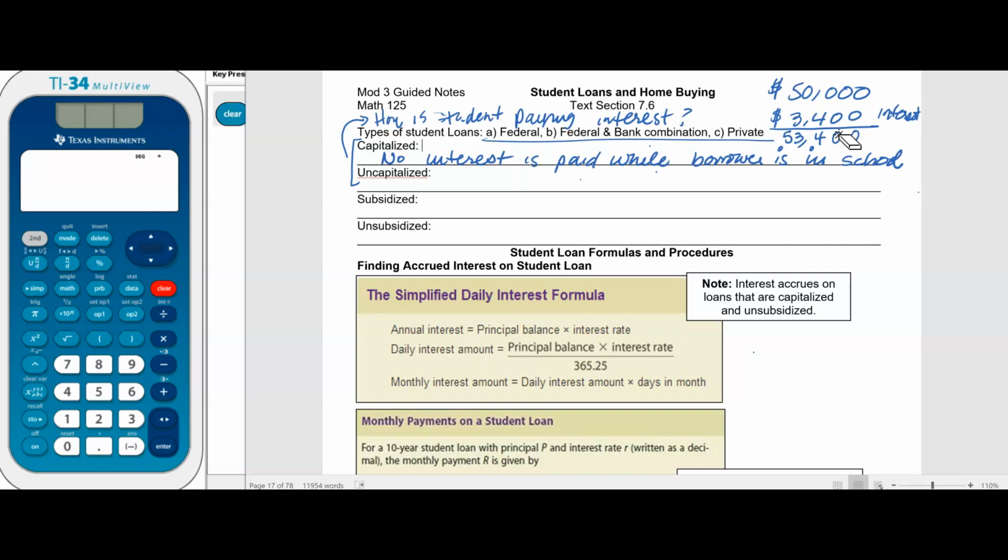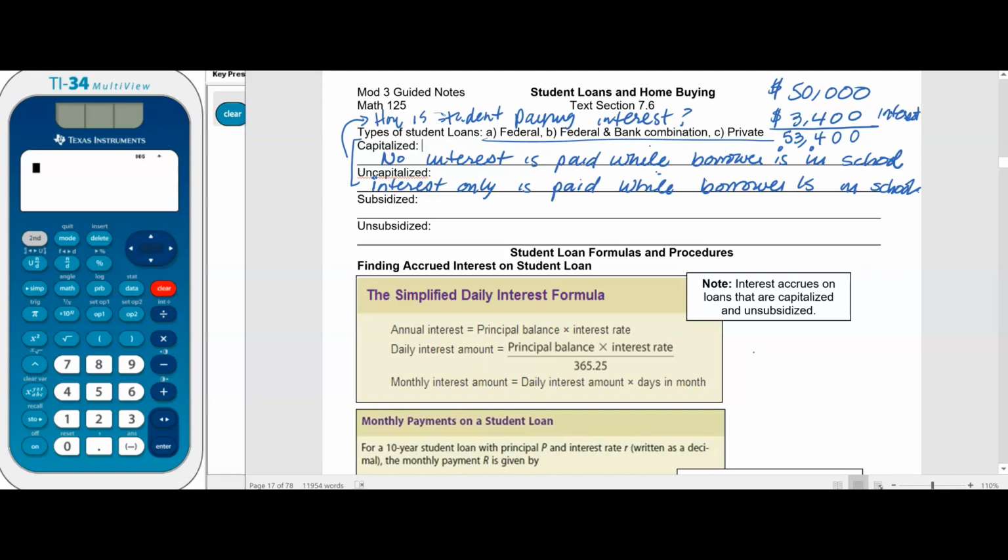Uncapitalized interest would be when interest only is paid while the borrower is in school. So the student is making payments not on the amount borrowed, like not on the $50,000 if you use my example, but only the interest. And the nice thing about that is if the student can pay some of that interest when they're in school, then they're not going to owe as much in the end.